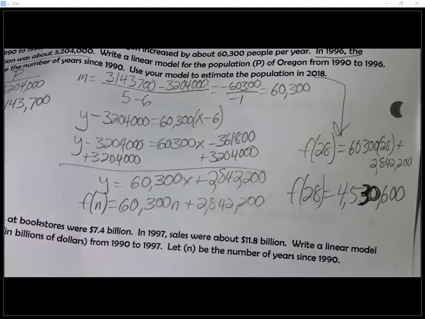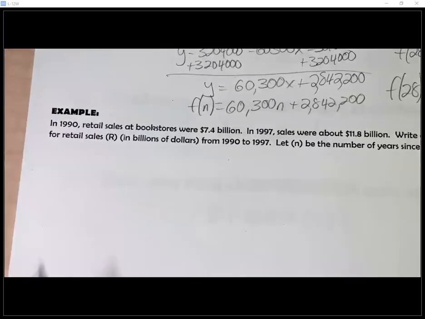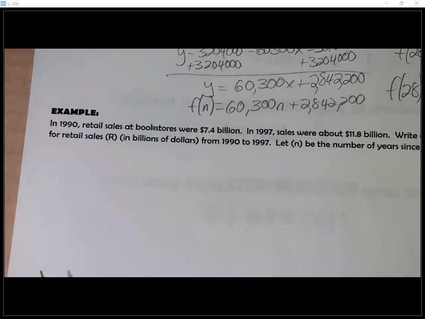All right, we have one left on this sheet. Let's see. Another one with years. Oh, we like the 90s here. In 1990, retail sales at bookstores were $7.4 billion. In 1997, sales were about $11.8 billion. Right? Write a linear model for retail sales in billions of dollars from 1990 to 1997. Let n be the number of years since 1990. Okay. So what are we comparing? Retail sales and number of years.